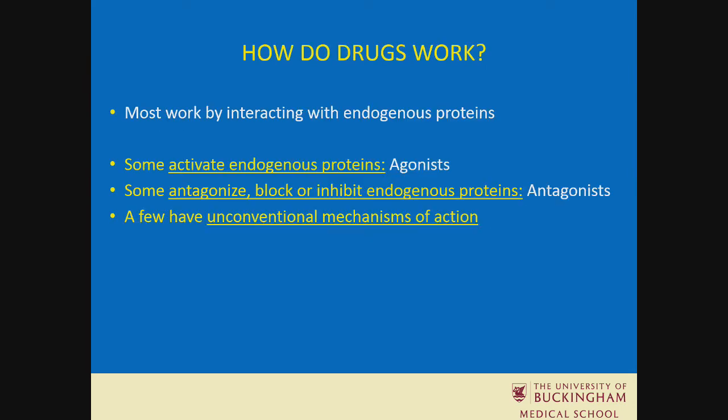Now, most drugs, as I told you 12 months ago, work by interacting with endogenous proteins, whether they're receptors or enzymes. Those that activate those endogenous proteins are agonists, you'll remember. Some that antagonize those or inhibit those enzymes or proteins are antagonists. And there are a number of drugs that don't fit into that neat classification. I'll just mention a couple of those in a minute.